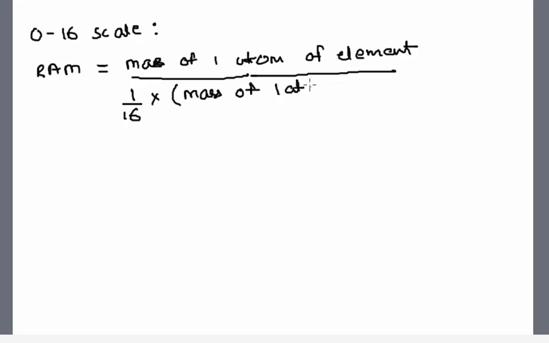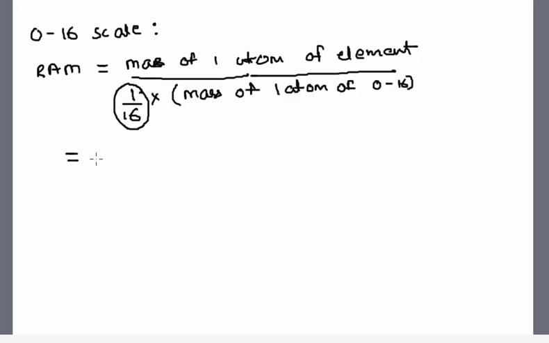Okay. Now you might be wondering why I have placed an extra 1 by 16 over here, right? Because when I was defining Rm on the hydrogen scale, I had simply compared it with the mass of one atom of oxygen. However, when I am defining Rm on the oxygen 16 scale, I have placed this extra 1 by 16 in the denominator. Now, the idea behind this is that whatever the scale I choose, the meaning of Rm must remain unchanged. That is, Rm must be equal to the total number of nucleons.